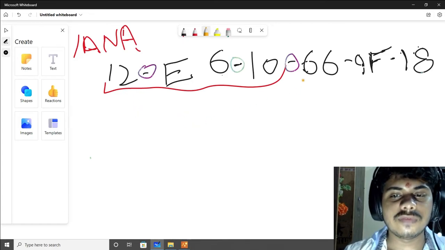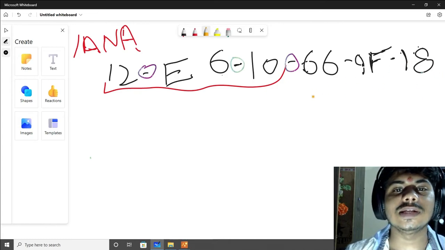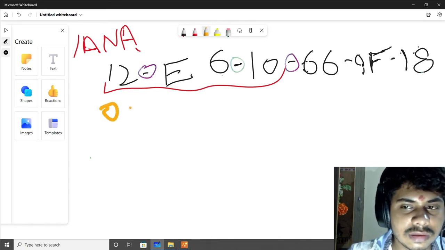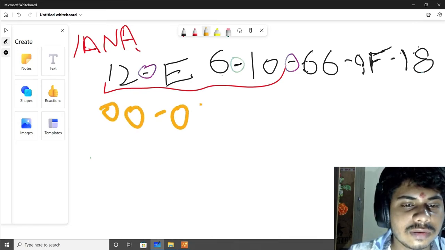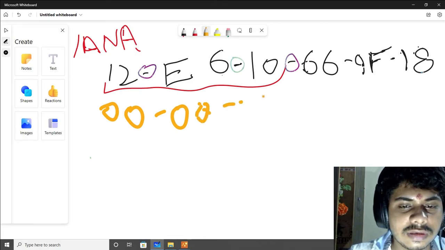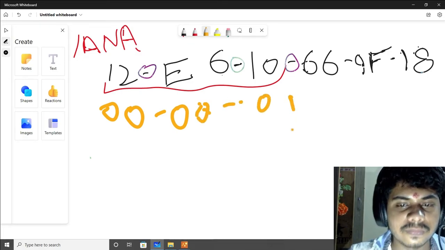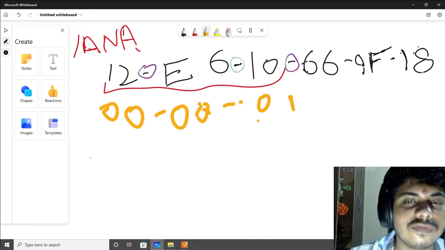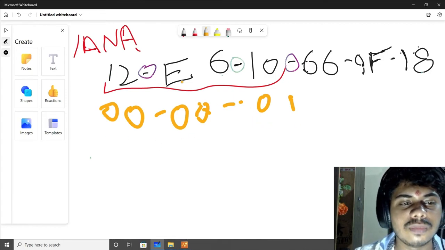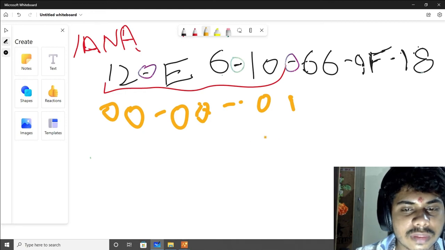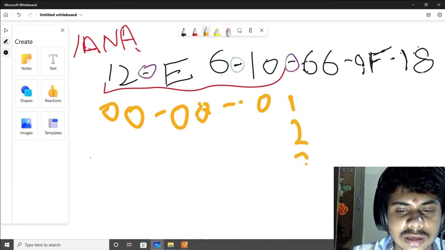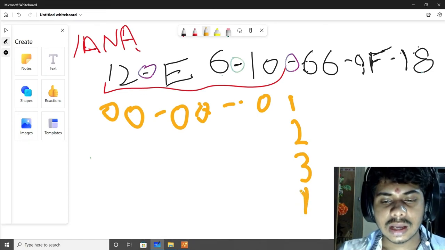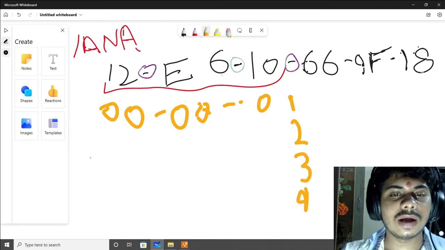So now what will happen? For the rest of the 6 digits, they will go like that: 00 hyphen 00 hyphen 01. So now the first laptop will be manufactured with this address. Another one will be manufactured with this, and the next one with this. So it goes till 9, and after 9 I just rub this.